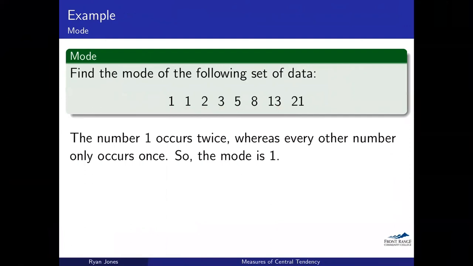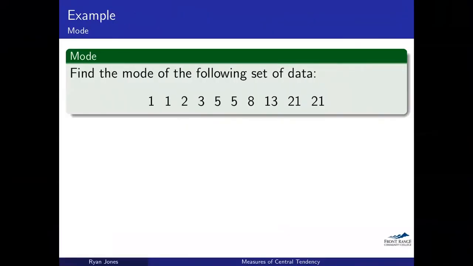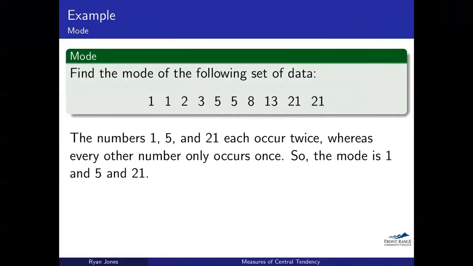So let's do another example here. It's going to look very similar, but you'll notice I've added an extra 21 here. And now I have 2 1s and I also have 2 21s. And then I also have 2 5s here. I missed that. So I've got 2 1s, 2 5s, and 2 21s. So what we're going to say is that the mode is actually all of them. We would have multiple modes. We'd say 1, we'd say 5, and we'd say 21.